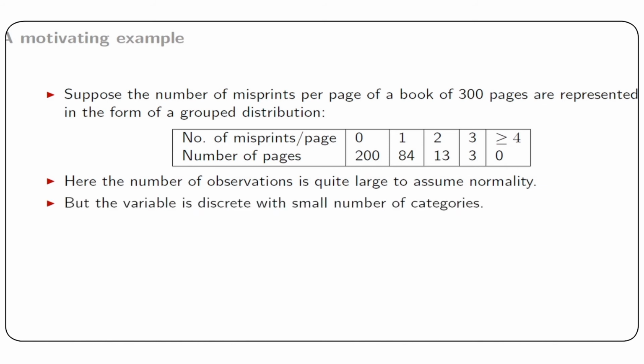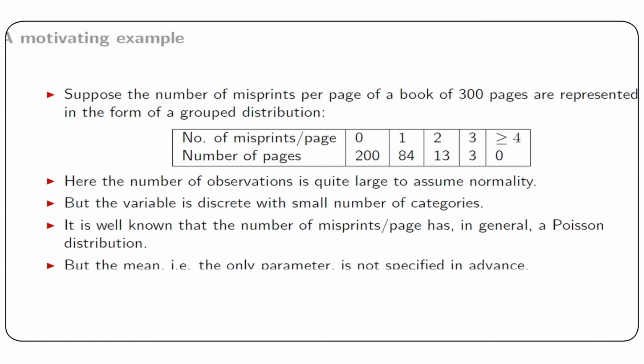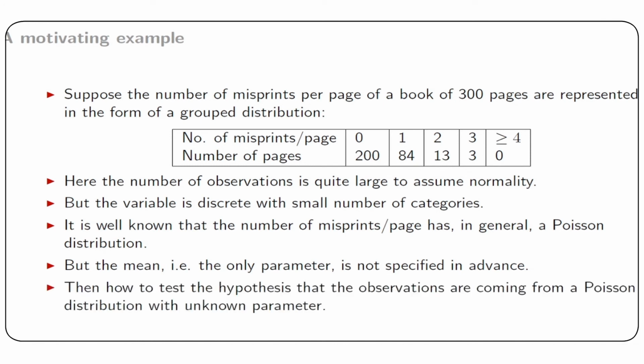But the variable is discrete with a small number of categories. It is well known that the number of misprints per page has in general a Poisson distribution, but the mean, that is the only parameter for the Poisson distribution, is not specified in advance. Then how to test the hypothesis that the observations are coming from a Poisson distribution with unknown parameter?